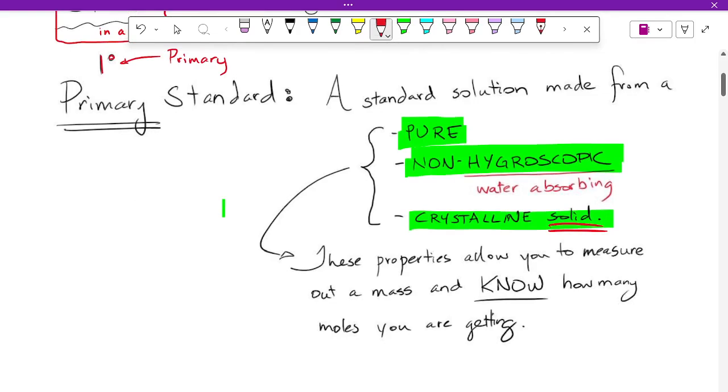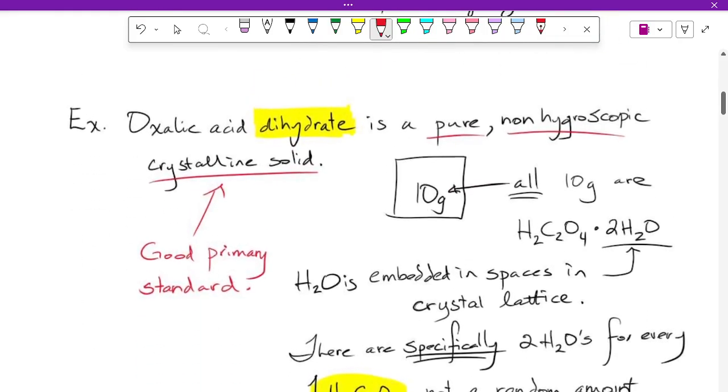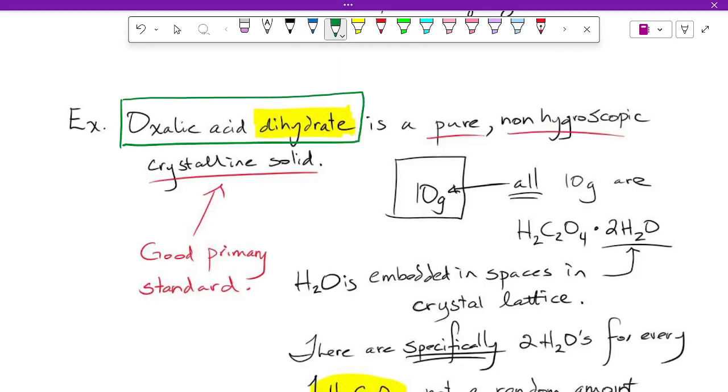These are the properties that allow you to measure out a mass and know the number of moles you're getting, because all you're getting is that pure solid, nothing else, no other gunk in there. Oxalic acid dihydrate, now there is water, but I'll explain the difference between the water and the water, okay? It is pure. It is non-hygroscopic and it is a crystalline solid, so therefore it is a good primary standard.